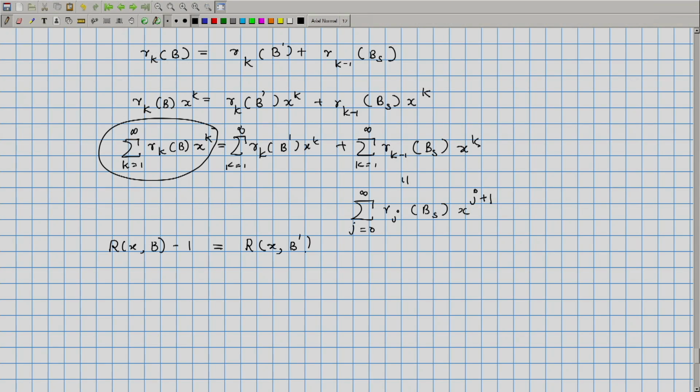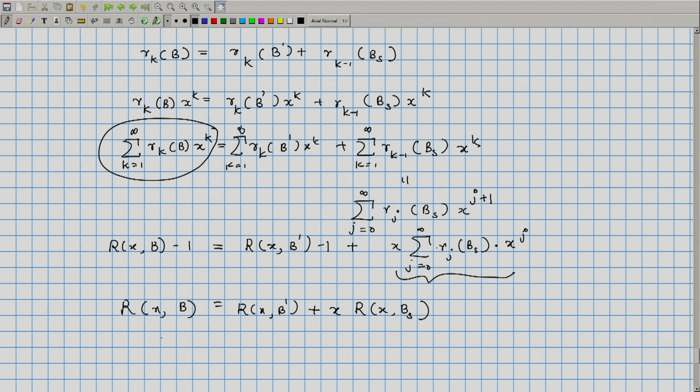So, R(x, B') minus 1 plus x times summation j equals 0 to infinity R_j of B_s into x raised to j, and this is the rook polynomial of B_s. So, this is equal to R(x, B'). So, we can write this as R(x, B) is equal to R(x, B'), the minus 1 gets cancelled, plus x times R(x, B_s).